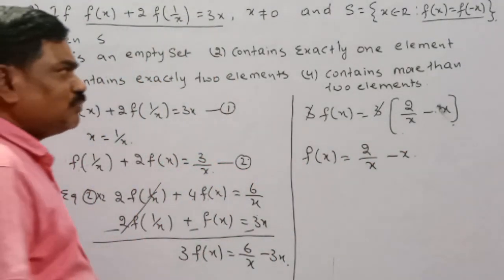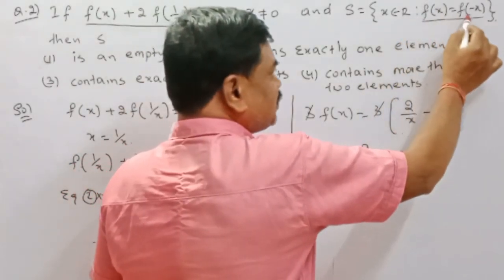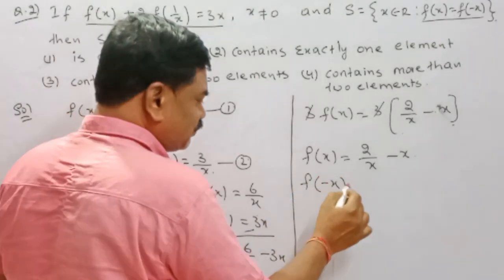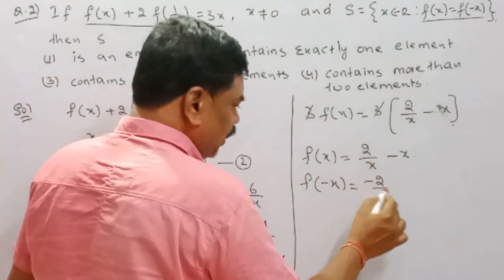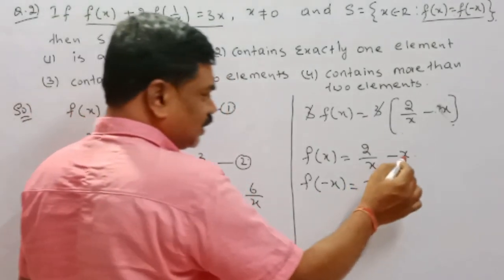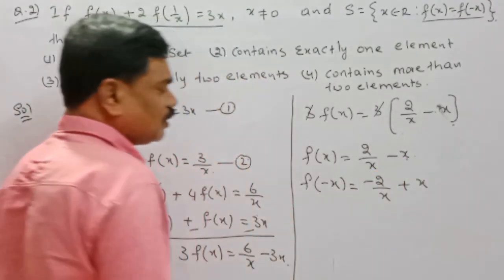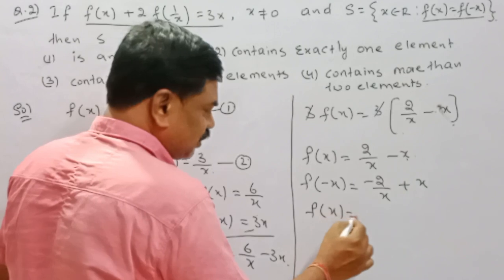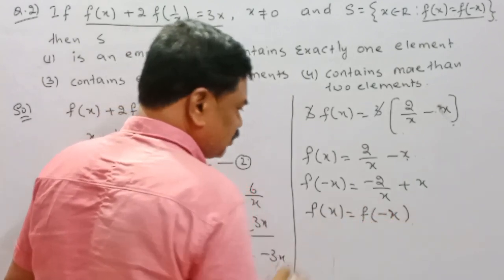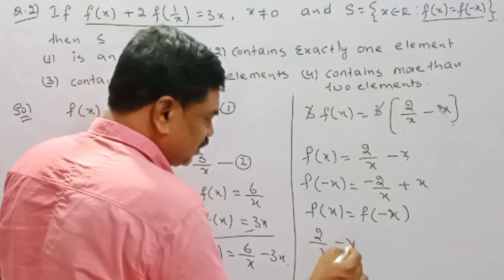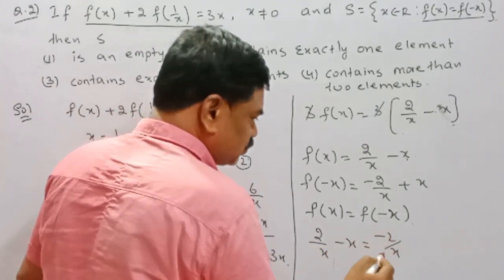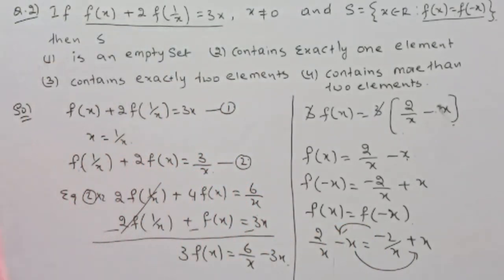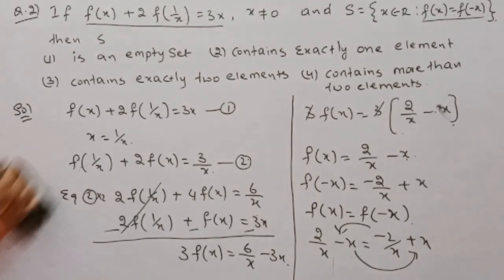Okay, all of you. Here we have the condition f(x) = f(-x). So what is f(-x)? f(-x) is equal to -2/x plus x, here substituting -x for x. Since f(x) is equal to f(-x), 2/x minus x is equal to -2/x plus x. You can take this to this side and this to this side. What is the remaining?